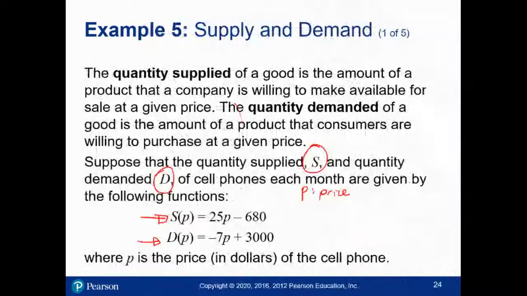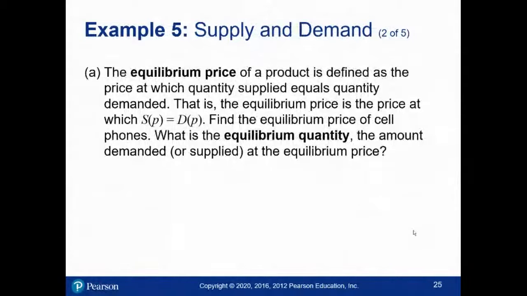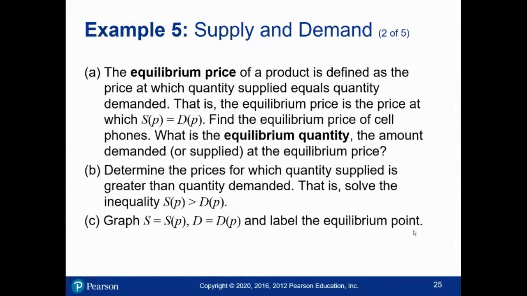And just to go back to the previous slide, here are the two functions. 25p minus 680 is supply. Negative 7p plus 3000 is demand. So each of these is a linear model. I have two different linear models in this problem, 25p minus 680 for supply, negative 7p plus 3000 for demand. So can we find where they are equal, where one is bigger than the other, and then graph them? So pause here, try to do this.